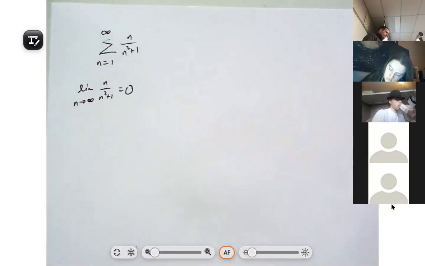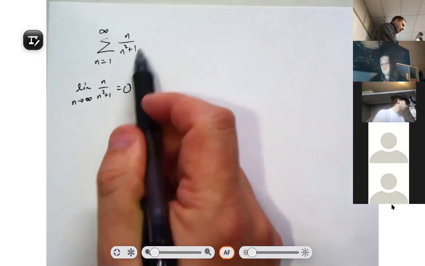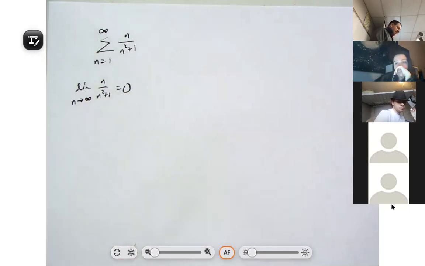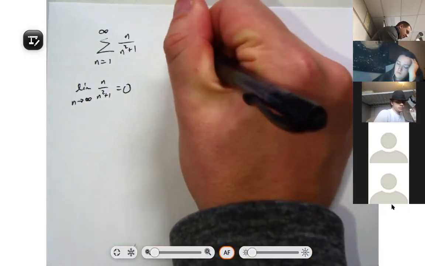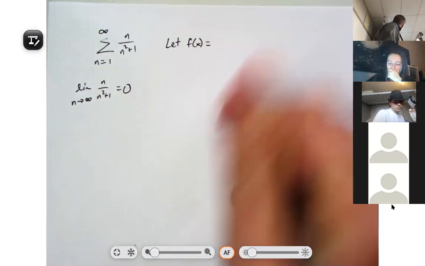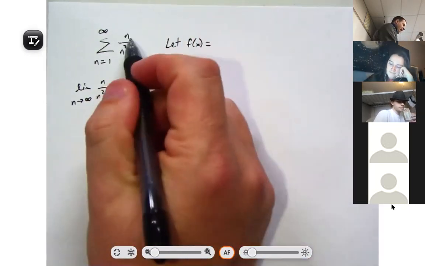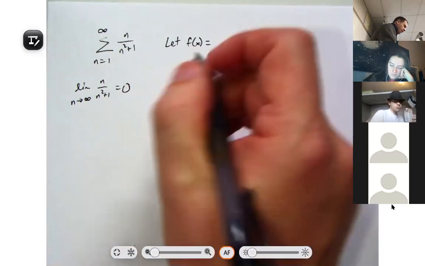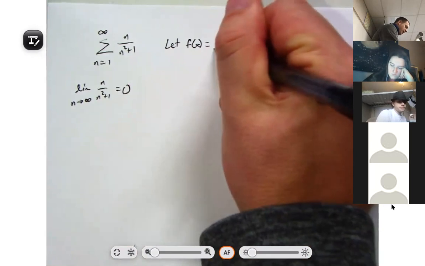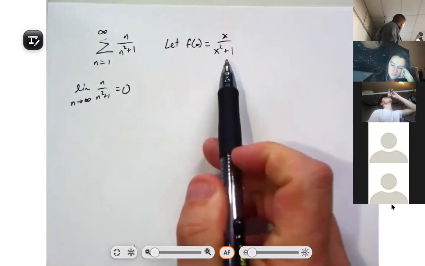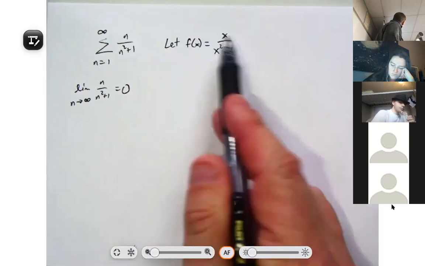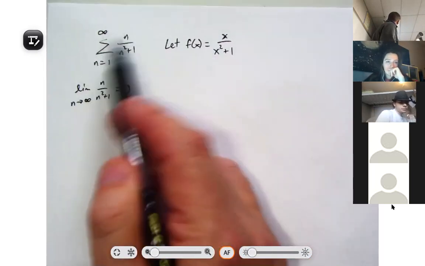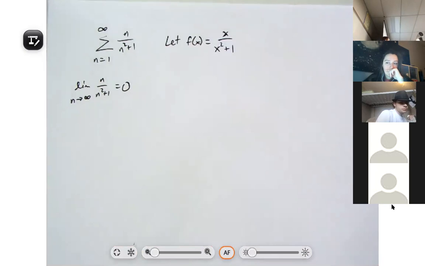So we need to say that we are comparing this sequence with an actual function. And so what that means is this. We're going to let f of x equal, and instead of having n's here that are discrete values, we're now replacing those n's with x's and having this look like a function instead. So we're going to let f of x equal x over x squared plus 1. And now the rest of the problem is essentially dealing with this function instead of this series with n's and discrete values. We're only focusing on this particular function now.